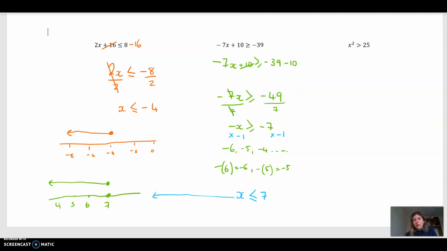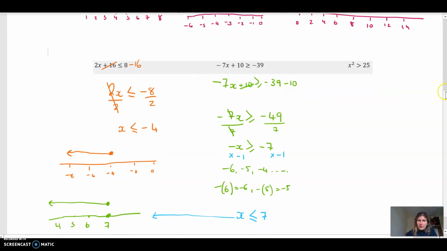Now, if you want to, you could sub in a number that's less than 7 and check to see whether your inequality is right. You do not have to do this every time, but you can if you want. So again, I'm just going to go up a little bit. Up here, if I wanted to check, I could pick x equal to a number that's less than 7, let's go with 3.